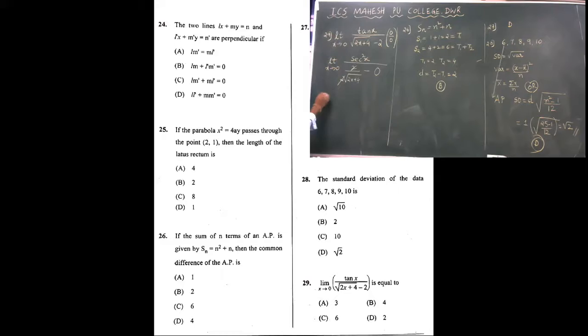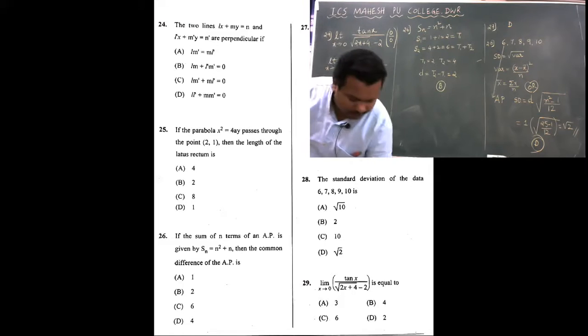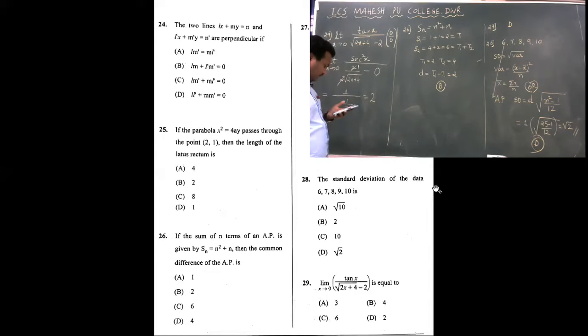The 2 gets cancelled. Now you can substitute secant 0, which is 1, divided by 1 divided by root of 0 plus 4, that is root 4, which is nothing but 2. So what should be your answer in this case? 2 is the answer. That is option D, correct.